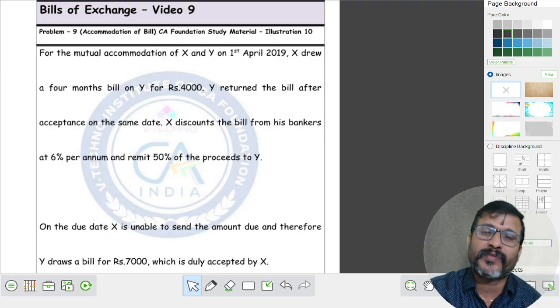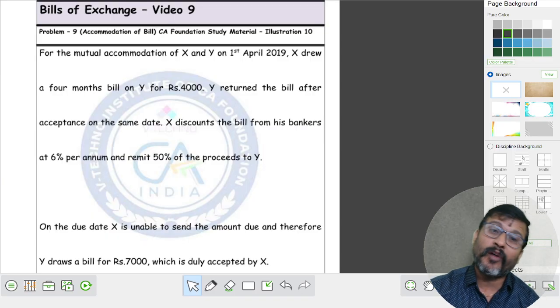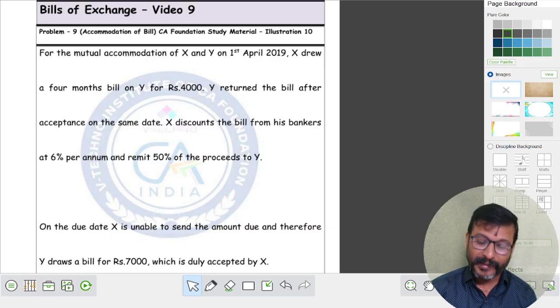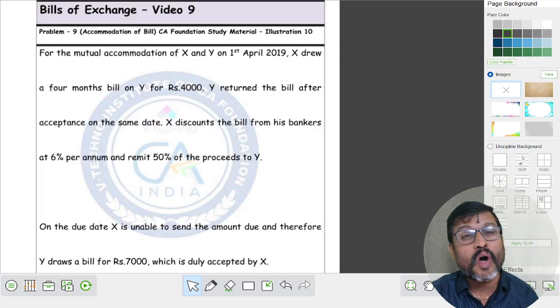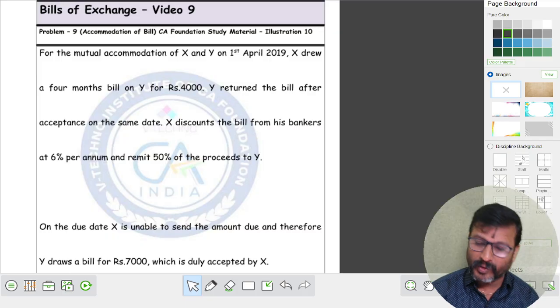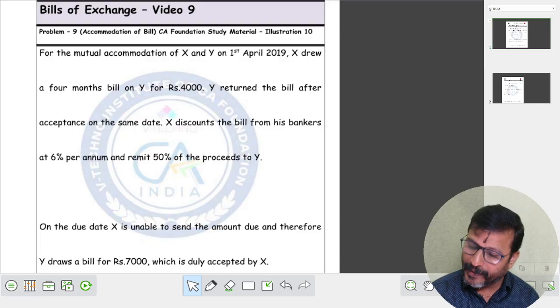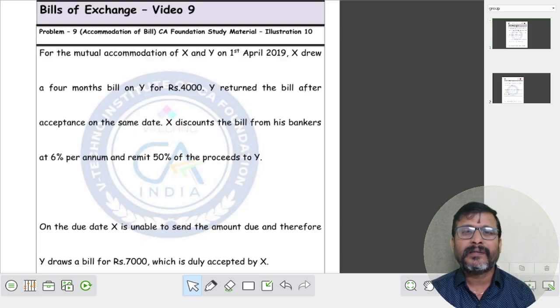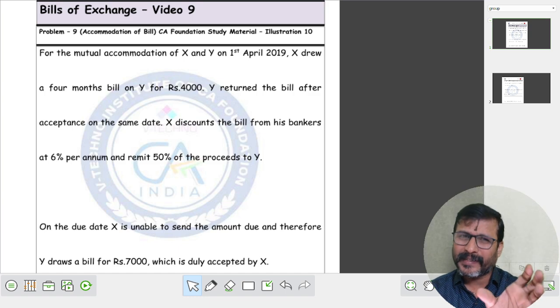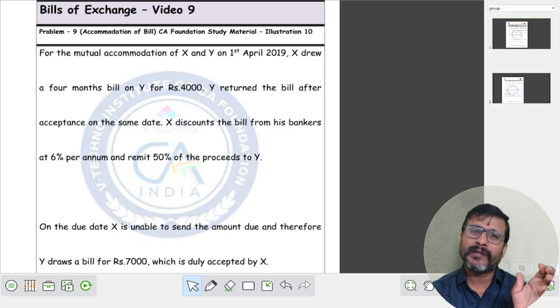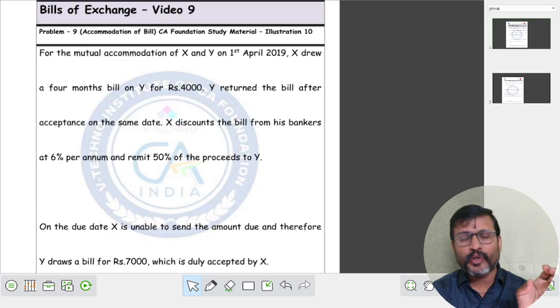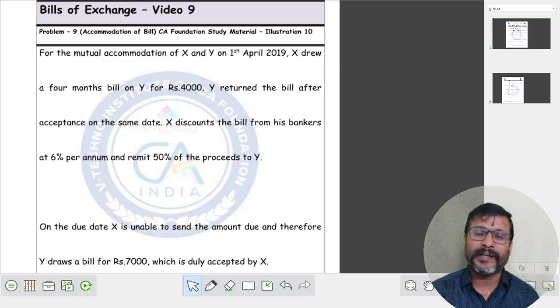My dear students, we are into the ninth video of this Bills of Exchange chapter. In this session also, we are going to cover the problems on accommodation of a bill. As you know from the earlier discussion, accommodation of a bill means that in the beginning a person is a drawer. For example, A is a drawer, B is a drawee. Later on, B is going to be a drawer and A is a drawee. That is called the mutual accommodation.